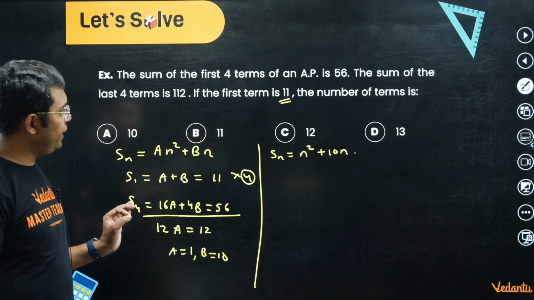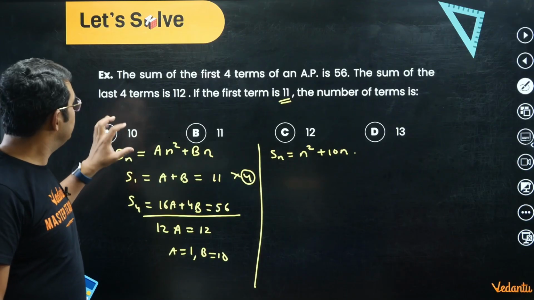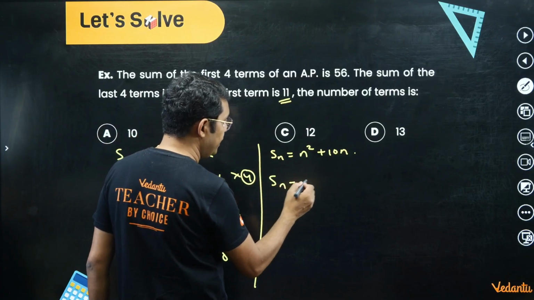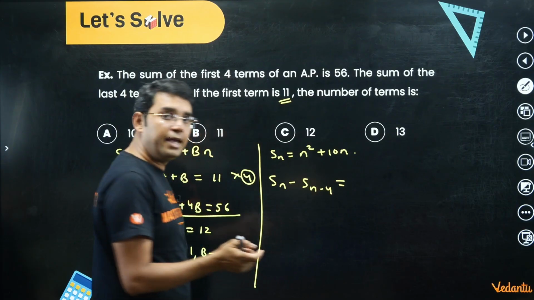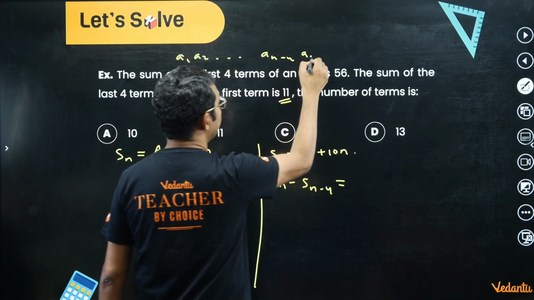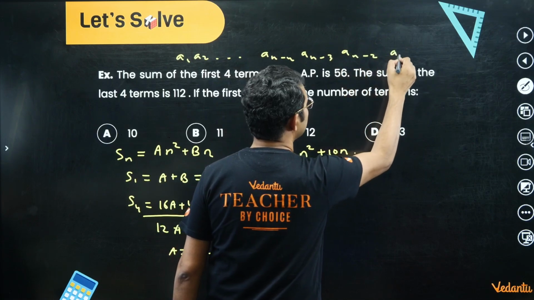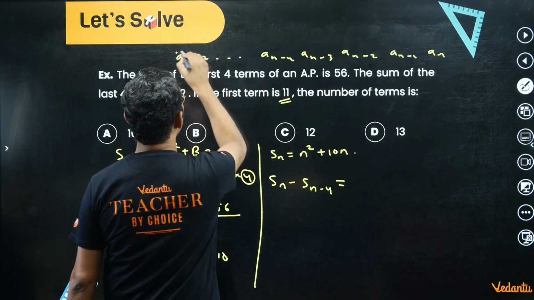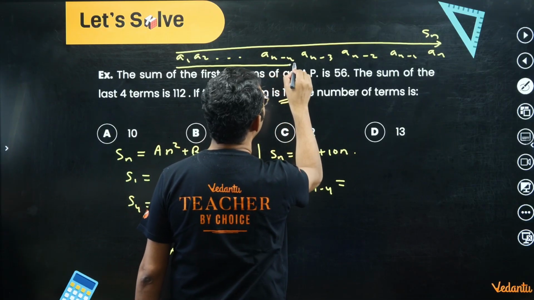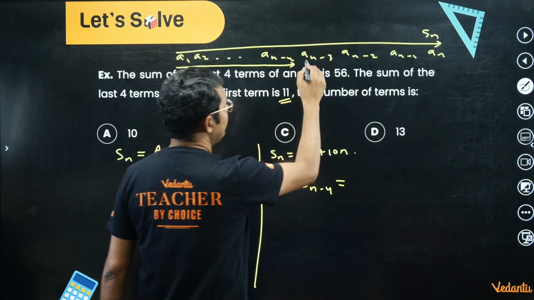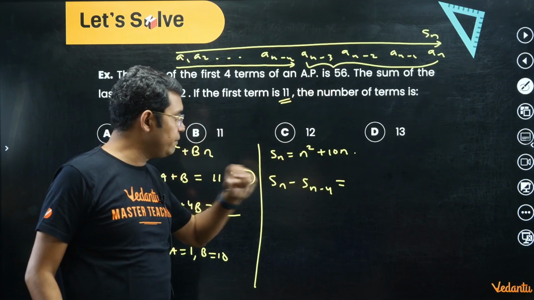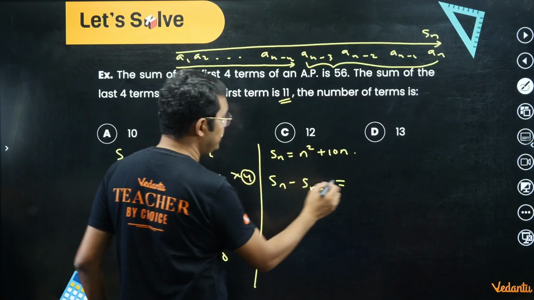Okay, now if sum of n terms is n square plus 10n, and we are given sum of last 4 terms is 112. Now sum of last 4 terms, I hope you will understand very easily. It is Sn minus S(n minus 4). If you write your terms a1, a2 and so on, a(n-4), a(n-3), a(n-2), a(n-1) and an. Okay, so sum of all the terms is Sn, whereas sum of the first n minus 4 terms is S(n minus 4). If you take the difference of these two, will give you the sum of last 4 terms. So Sn minus S(n minus 4) is given to us as 112.